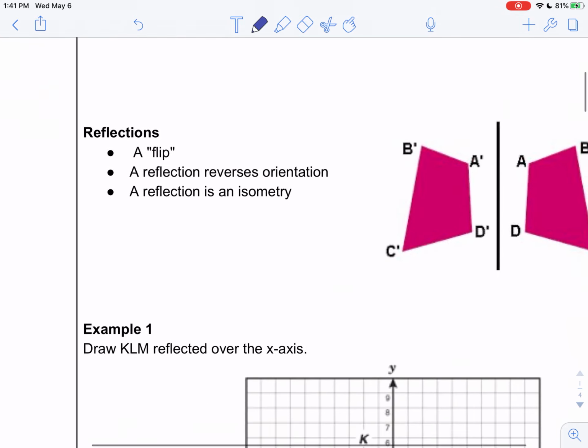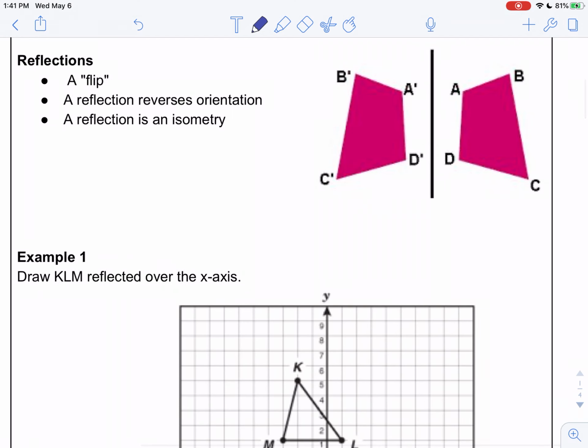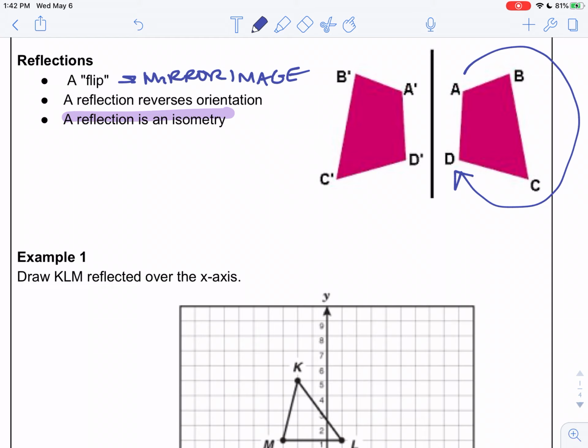All right, so we're going to start with a reflection. A reflection is a flip or a mirror image. It's an isometry, meaning that it's going to be the same size, same shape, but it reverses orientation. Notice our original pre-image, A, B, C, D, we name those letters clockwise, but A prime, B prime, C prime, D prime goes in the opposite direction and is going counterclockwise. So that's what we mean when we say reverses orientation.